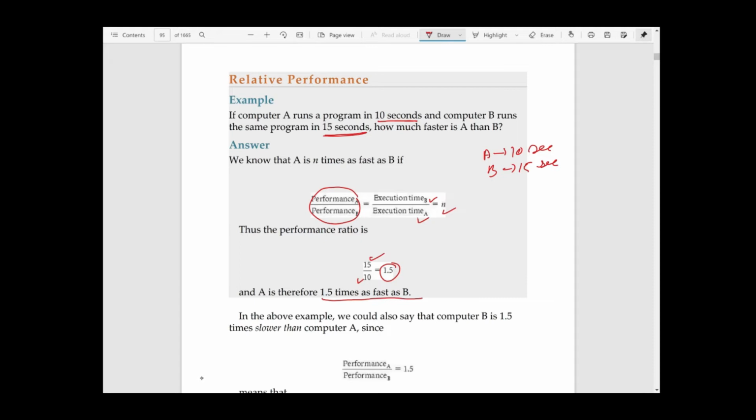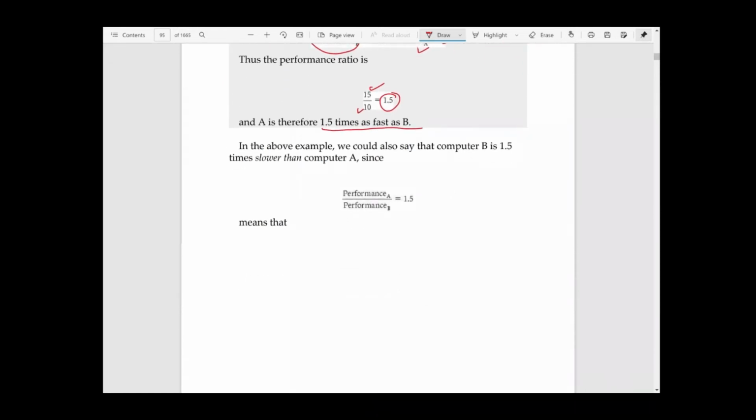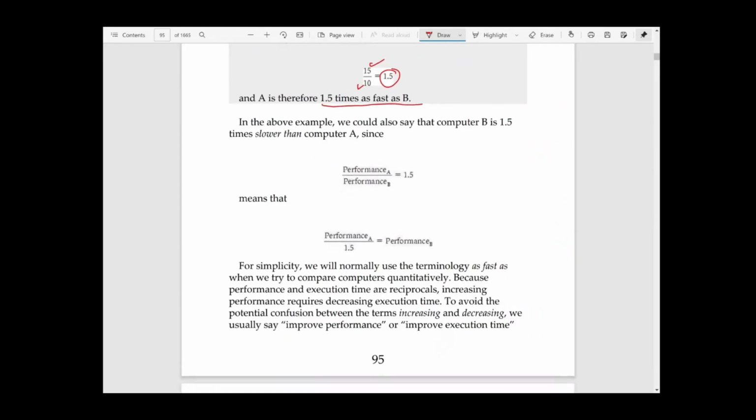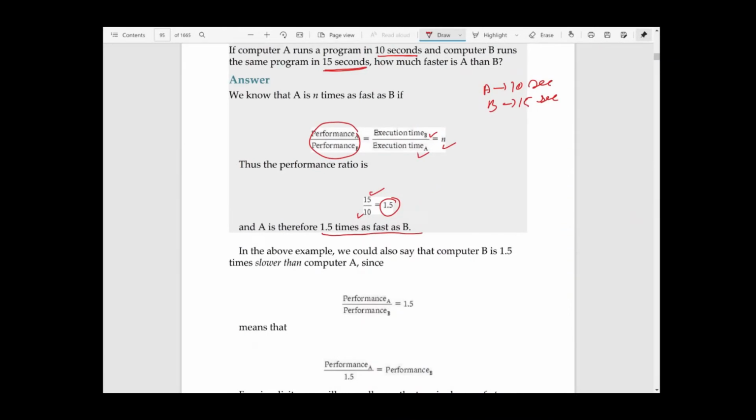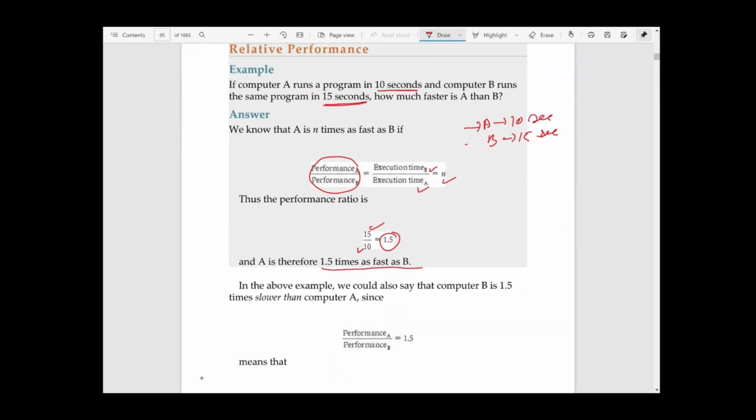Sometimes it's very confusing whether we should go for the faster term or the slower term, right? That's why the term that we use here is improved performance or improved execution time. Suppose this is the execution time of A and the execution time of B is given. Which one is improved performance? Is lesser execution time better or is higher execution time better? Lesser execution time is better, right? So in this case improved performance is coming from computer A.